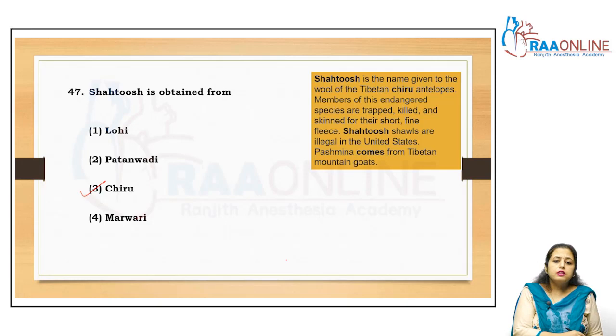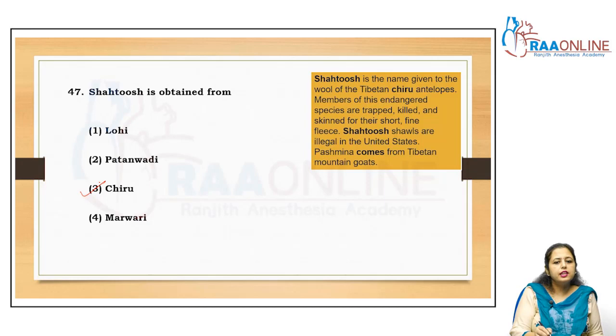And Lohi, Patanwadi, all these are breeds of animals, right? Shahtoosh is the name given to the wool, the finest wool, of the Tibetan chiru antelope. The name of the Tibetan antelope is chiru. That is the species which is trapped, killed and skinned for its short, fine fleece, right? These shahtoosh shawls are illegal in the United States, and pashmina comes from the Tibetan mountain goats, right? So that is the shahtoosh and the chiru, right?